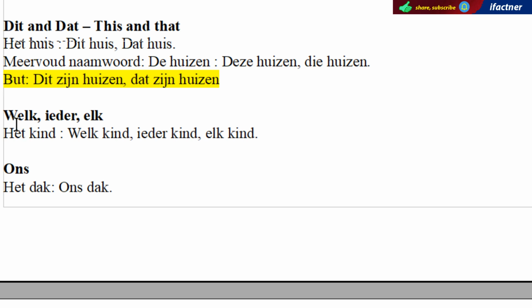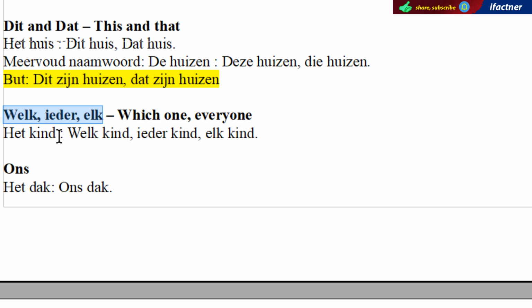Similarly, for which one, everyone, we use welk, ieder, or elk for the het woorden instead of welke, iedere, or elke, which we use with the de woorden. So for het woorden, words which start with het, we use welk, ieder and elk.